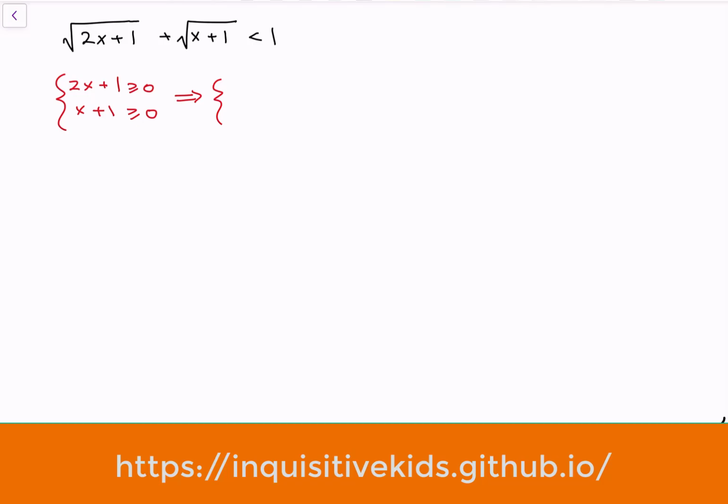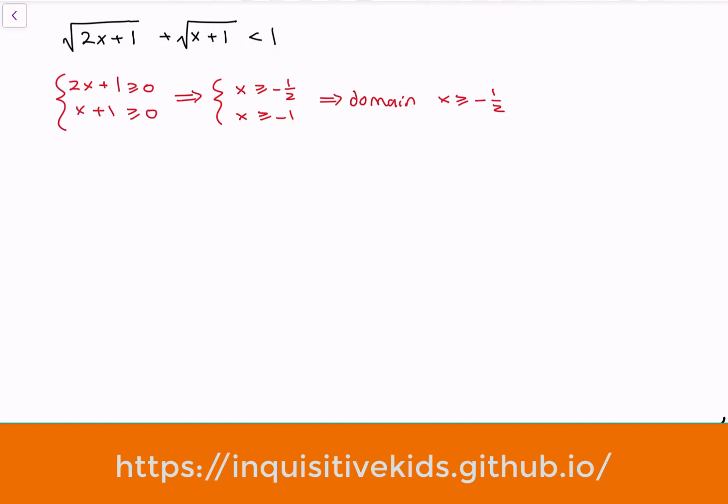Setting these two expressions to be non-negative, we solve and we have x is greater or equal to negative 1/2 and x is greater or equal to negative 1. Taking the intersection of these two conditions, our domain is just x is greater or equal to negative 1/2, because this automatically satisfies that x is greater or equal to negative 1 as well.